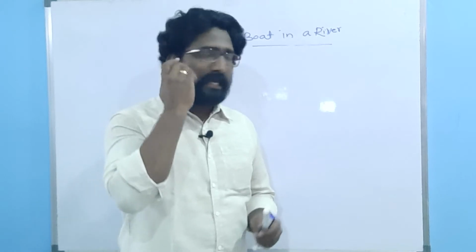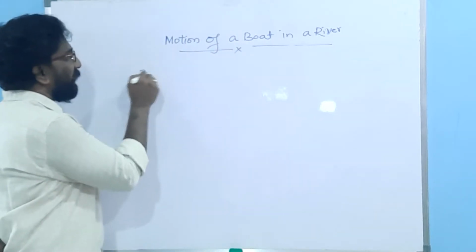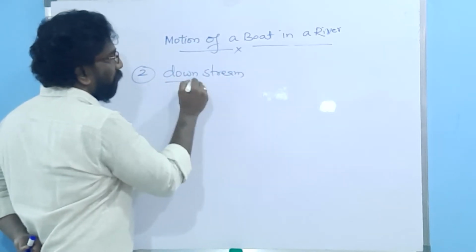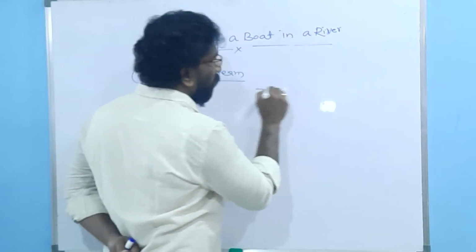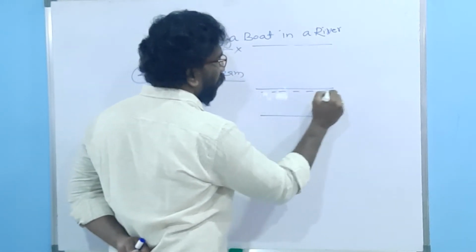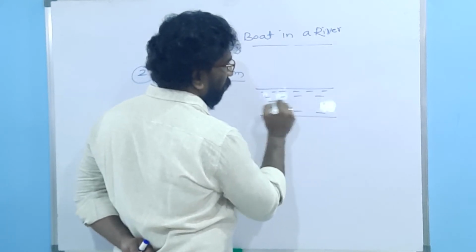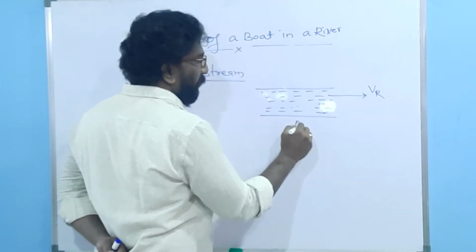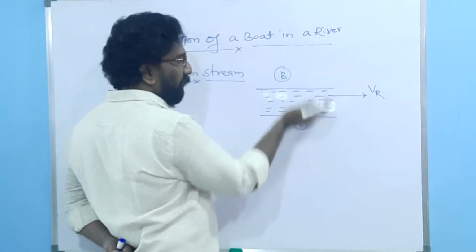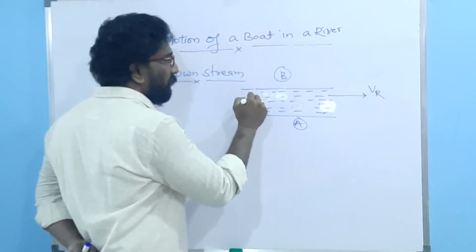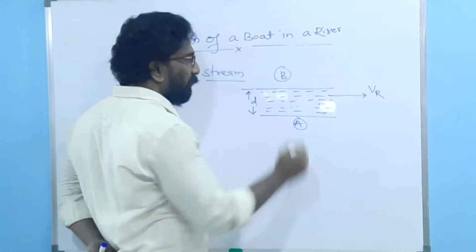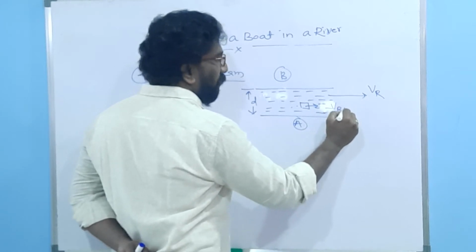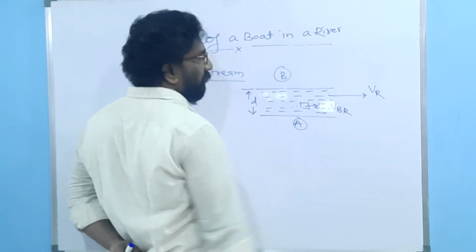Let's see the second category of the motion of a boat in a river. The second category is downstream. It means, if this is the river and the water is flowing in this direction, this is the velocity of the water, and this is bank A and bank B. If a particular boat has to travel from one bank to another bank, let this be the distance between the two banks of the river, and this is my boat here, and the boat is also in the same direction as the river. So let this VBR be the velocity of the boat.